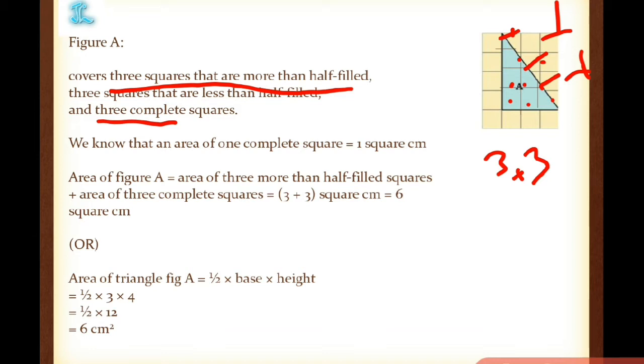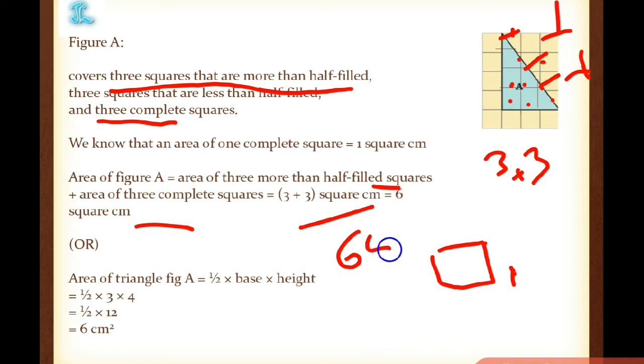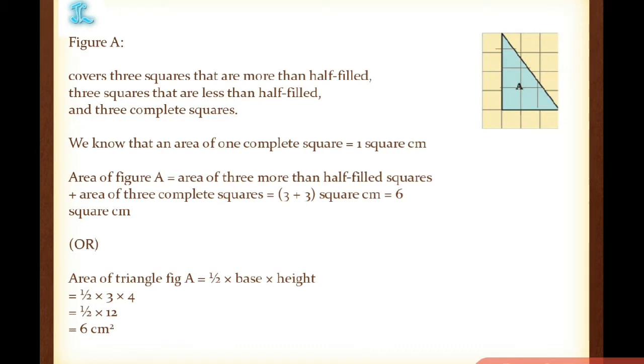Now, we know the area of one complete square. For one complete square, what is the area? 1 square centimeter. So, area of figure A is equal to area of 3 more than half filled squares plus area of 3 complete squares. That is 3 plus 3, that is 6 square centimeter. You can write it like this also, 6 square centimeter. This is the normal way which we did in a simple way, and we can do it with the formula also.